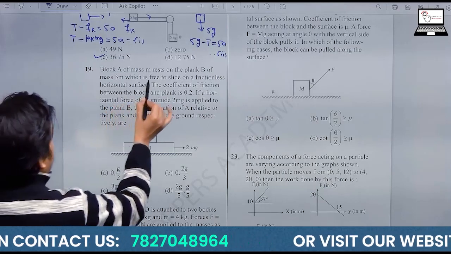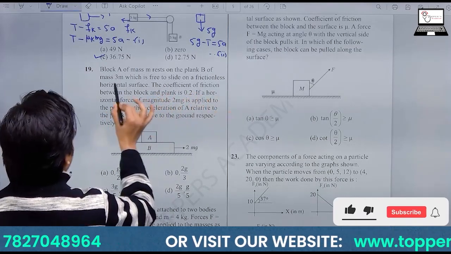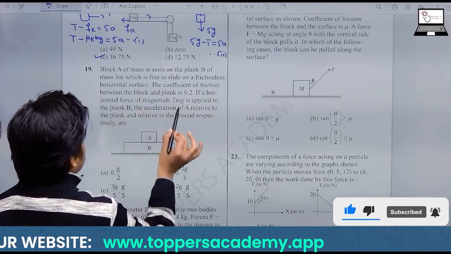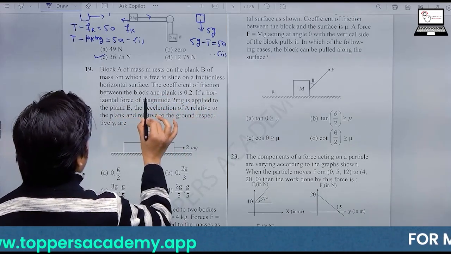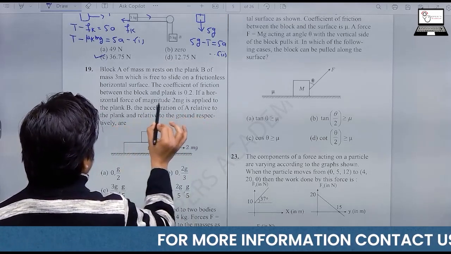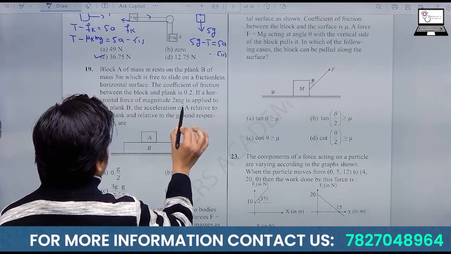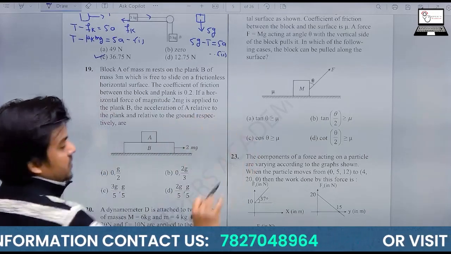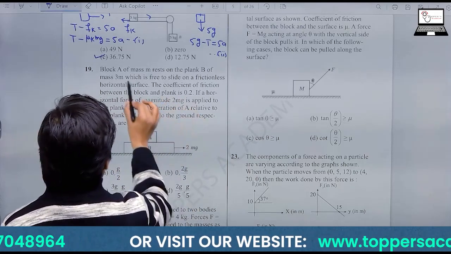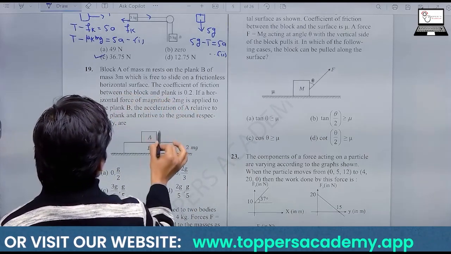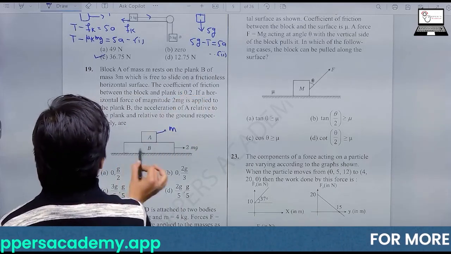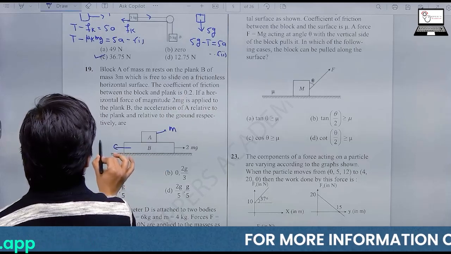Now come to question number 19. Block A of mass m rests on the plank B of mass 3m, which is free to slide on a frictionless horizontal surface. The coefficient of friction between the block and plank is 0.2. If a horizontal force of magnitude 2mg is applied... So block A has mass m, so its weight is mg. Plank B is of mass 3m, so its weight is 3mg.